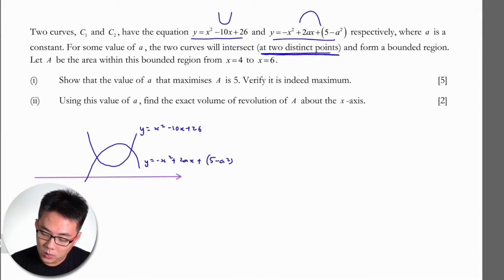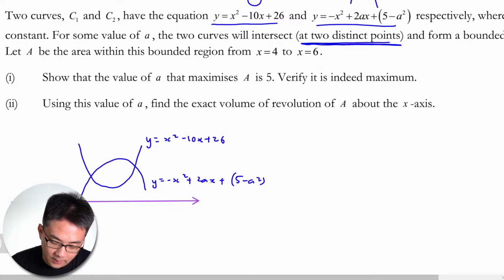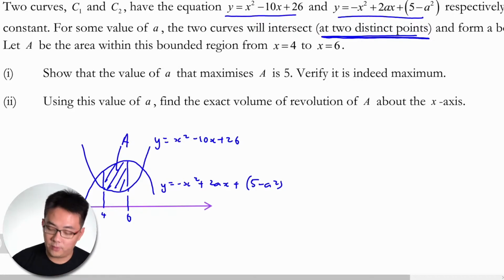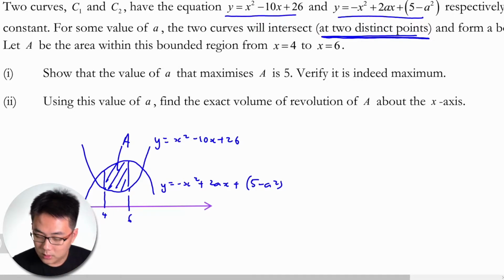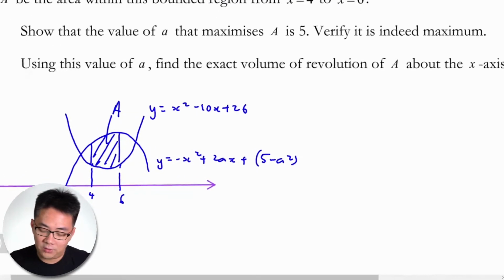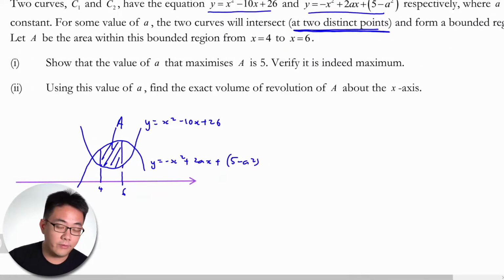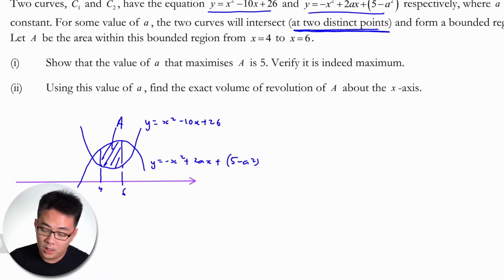You are told, let A be the region between x = 4 and x = 6. So there's a 4 here and there's a 6 here. This region between 4 and 6 is our A. Show that the value of a that maximizes A is 5, and verify that it is indeed a maximum.